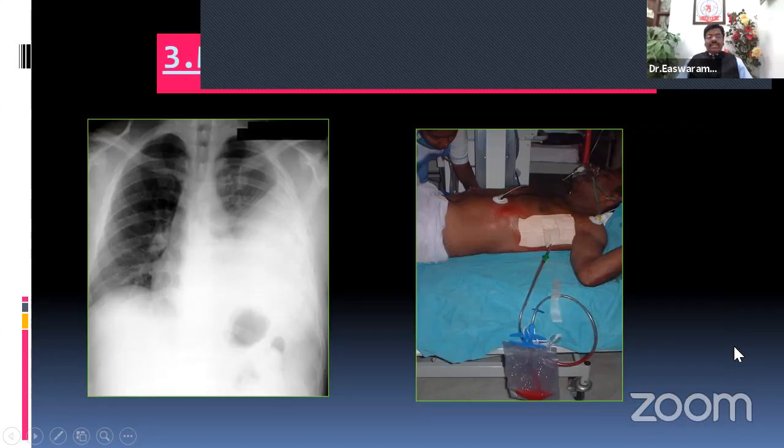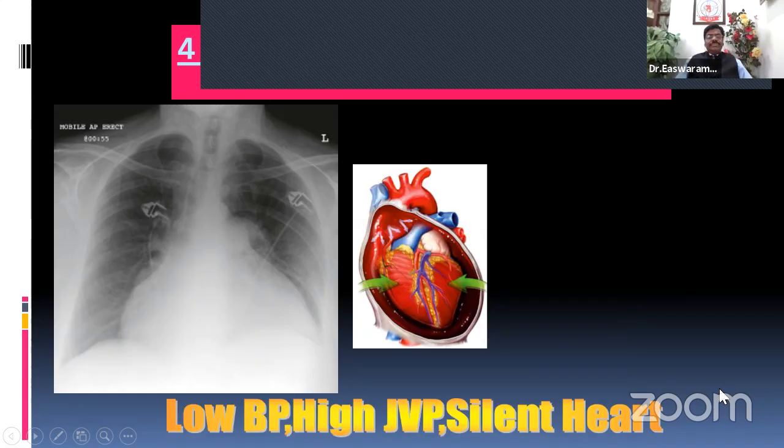Okay. And this is another case of massive hemothorax. As you can see here, instead of the radiolucency, there is a density with obliteration of the costophrenic angle. And as you put the ICD in the triangle of safety, you can see blood coming out. So this is the hemothorax.